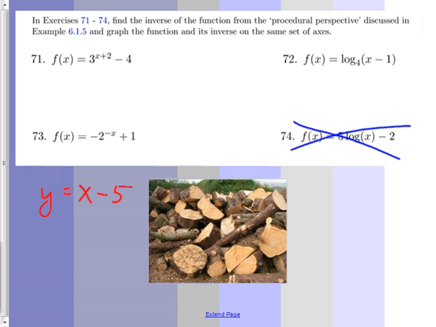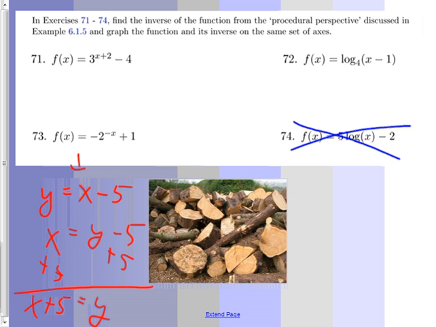The second step was you change the x and the y around, because that's what inverses do. The input becomes the output and vice versa. So x equals y minus 5. And then the last step is you solve for y. X plus 5 equals y. That's the inverse to y equals x minus 5. That's the process of finding an inverse. You switch x and y around and you solve for y.